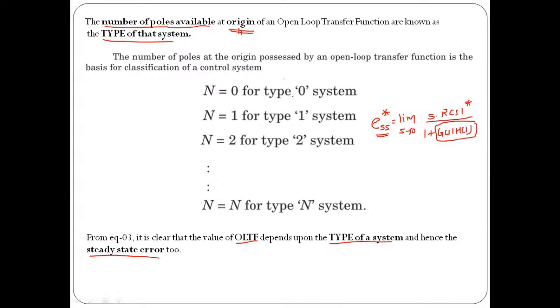And recently we came to know that the value of this open loop transfer function is going to vary due to change in type of system. That means if you vary the type of system, open loop transfer function is going to vary. And the moment open loop transfer function varies, automatically steady state error is also going to change. So now we are going to find out how this steady state error is going to change due to change in the type of a system. That is very important.